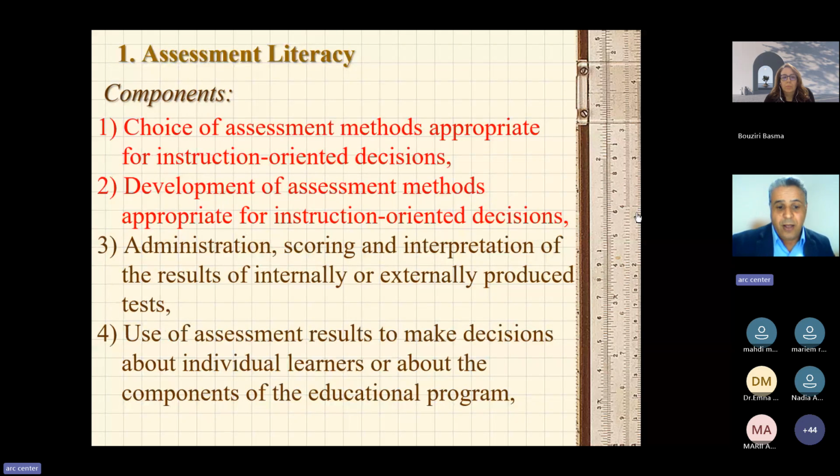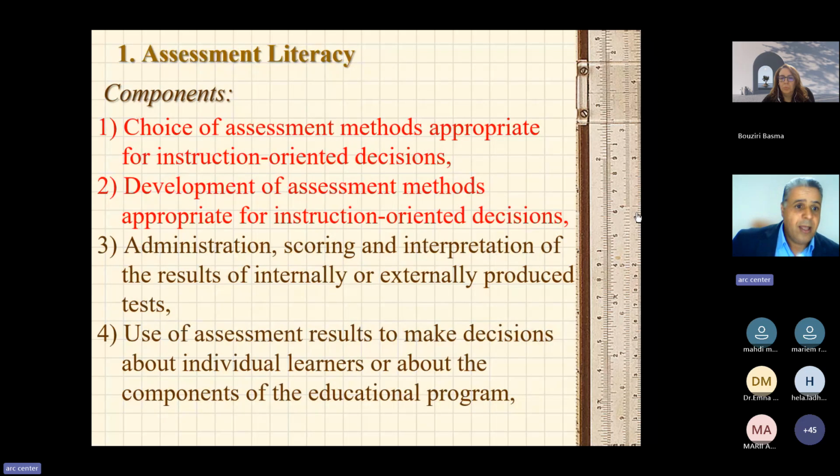These are indicators. The fourth component is the use of assessment results to make decisions about individual learners or about the components of the educational program. So you use the assessment results to make decisions about individual learners, whether they pass or fail, or about the components of a whole educational program or the whole educational program. Sometimes decisions on the performance of the students can tell you whether they will keep the program, make certain amendments in the program, or, for example, discard the program as a whole.